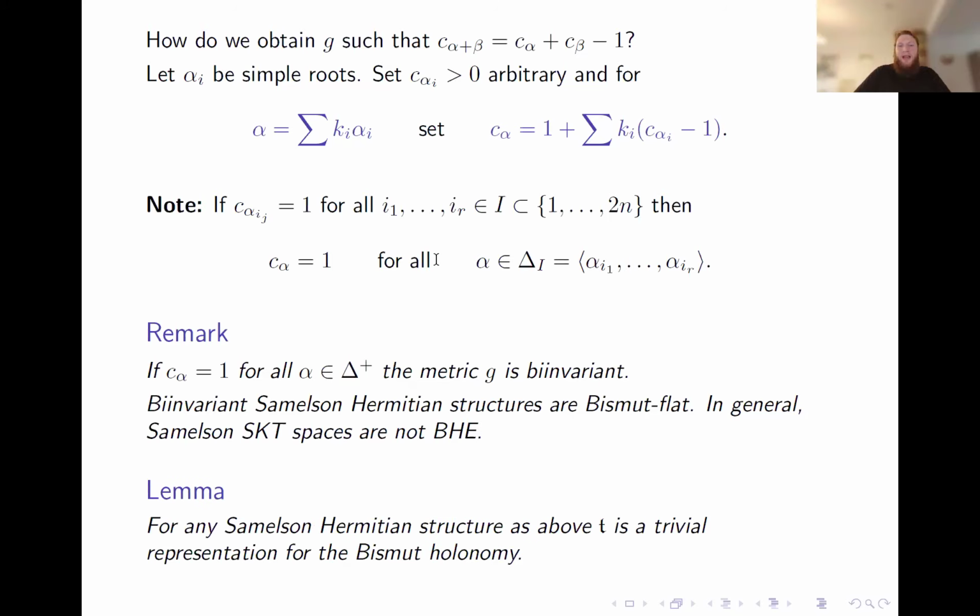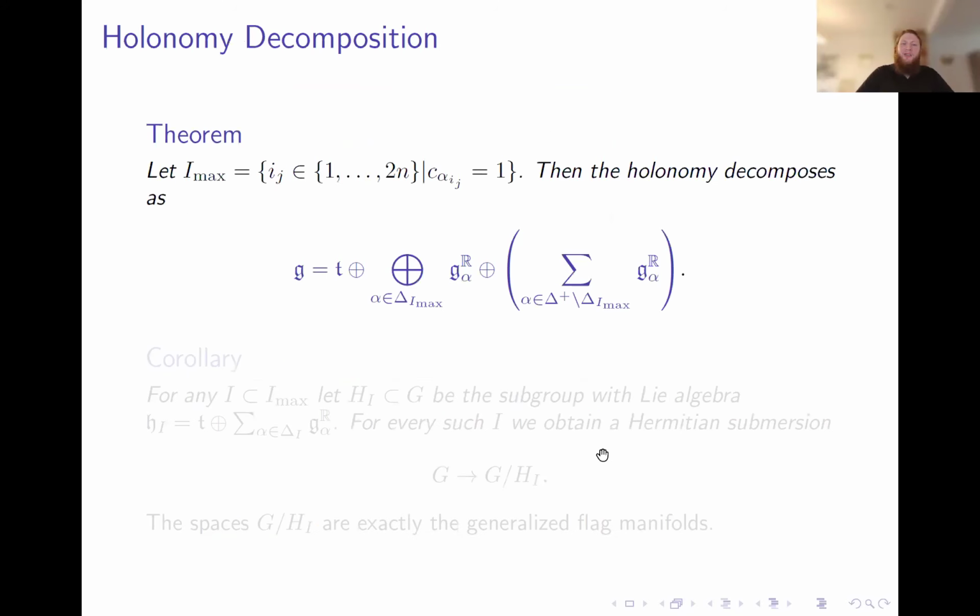So it turns out, the first thing, you don't even need the SKT condition. If you have a Samelson Hermitian structure in this form as above, then it turns out that the Cartan subalgebra, or the maximal torus, is a trivial representation for the Bismut holonomy. So this does not even require you to be SKT. But in the SKT case, we can do more.